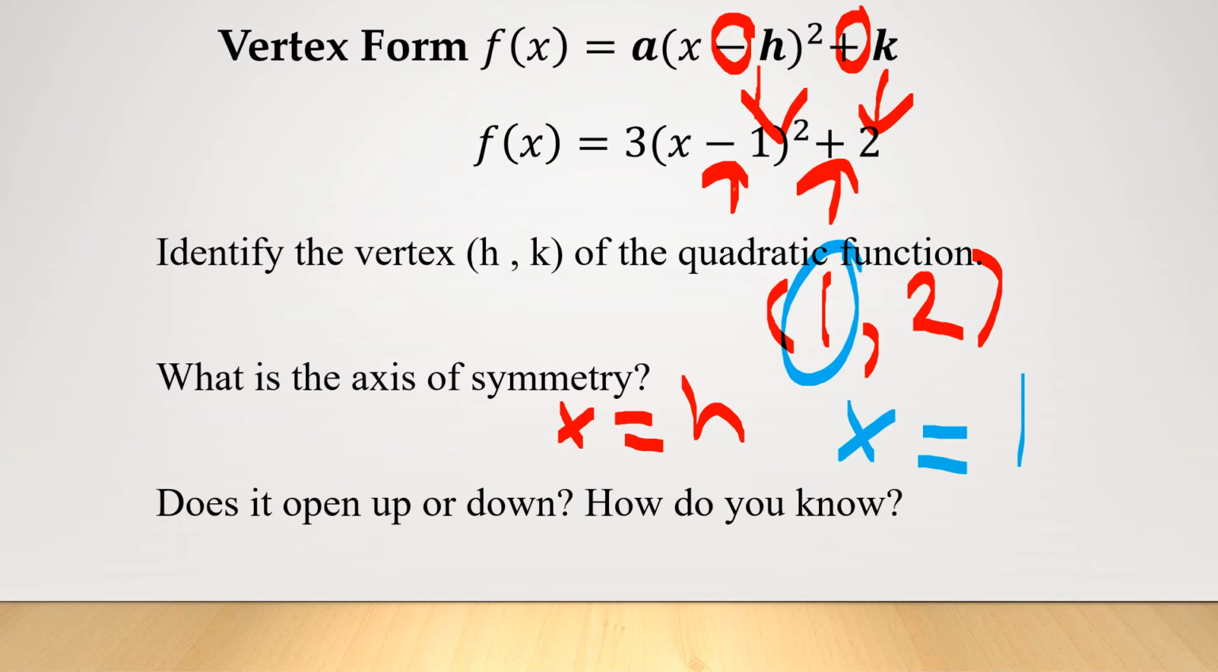The last characteristic that I want to answer is, does it open up or down? How do you know? Well, now we want to look at that number in front of my parentheses, which is my a. A is 3, which means that 3 is greater than 0. And since 3 is greater than 0, this parabola is going to open up.